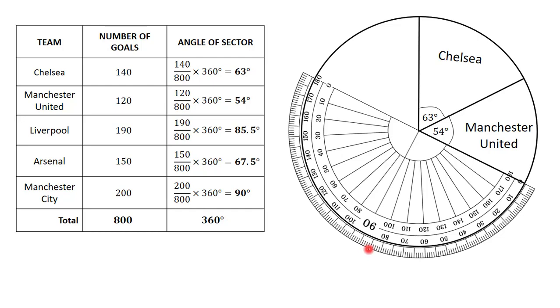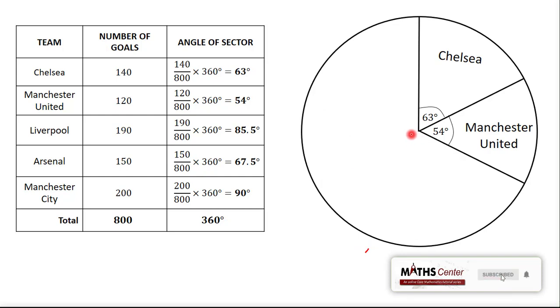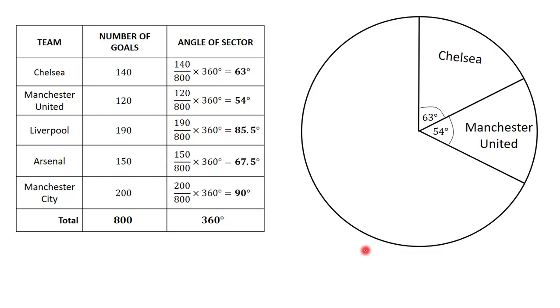So you make the mark there. Then you take the protractor off. Then after that, you join the center of the circle to the mark that you have made using a ruler. Then you draw a line from the center of the circle to the circumference. The angle there will be 85.5 degrees, and this will be the sector for Liverpool. The next one is Arsenal. The angle of the sector is 67.5 degrees.